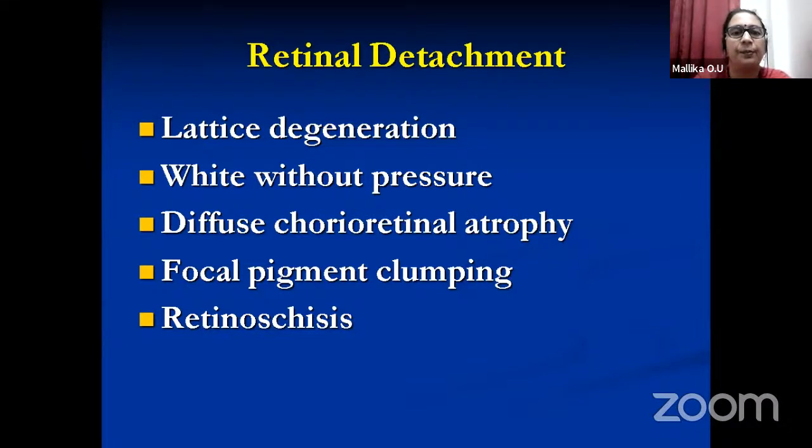Lattice degeneration, white without pressure: when you see on indirect ophthalmoscopy that the retinal periphery shows some white areas, that is called white without pressure. There is another condition called white with pressure. With pressure means when you indent the peripheral retina, at that area you can see white color. That is not a predisposing condition for retinal detachment. Other lesions include diffuse chorioretinal atrophy, focal pigment clumps, and retinoschisis. Retinoschisis means splitting of the neurosensory retina. Again, the neurosensory retina itself, the 9 layers, is split in the middle compact layers.